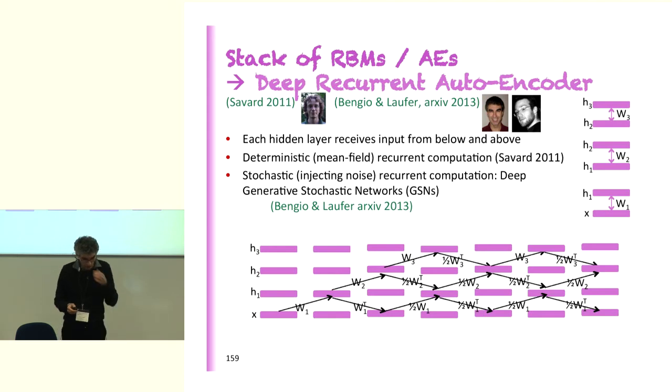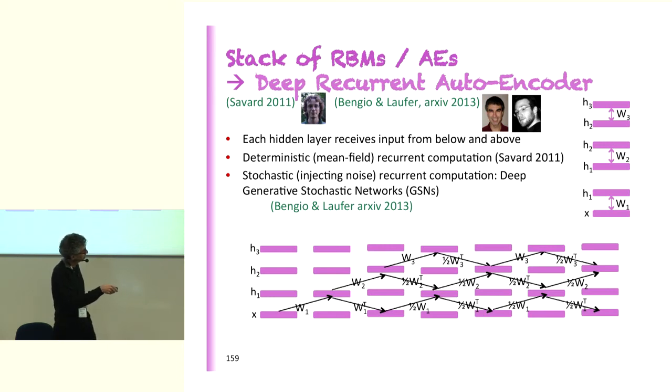You can also stack RBMs and autoencoders into something you could call a deep recurrent autoencoder. For the first layer, I'm going to initialize with the weights of the first autoencoder or the first RBM, and same thing for the second and third. And in general, this is time here, but not time of a time series, but time of evolution of the system, or think of a Markov chain or something like that.